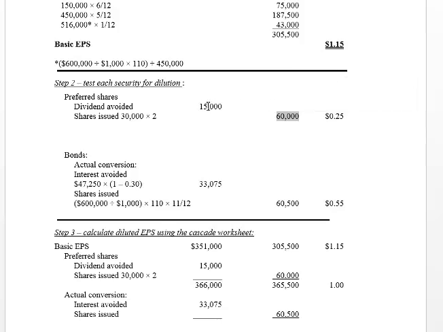Common shares outstanding. So 15,000, that's your dollar figure, divided by your common shares, would give you 25 cents a share, which is less than $1.15, so they're dilutive. Now let's have a look at the bond.